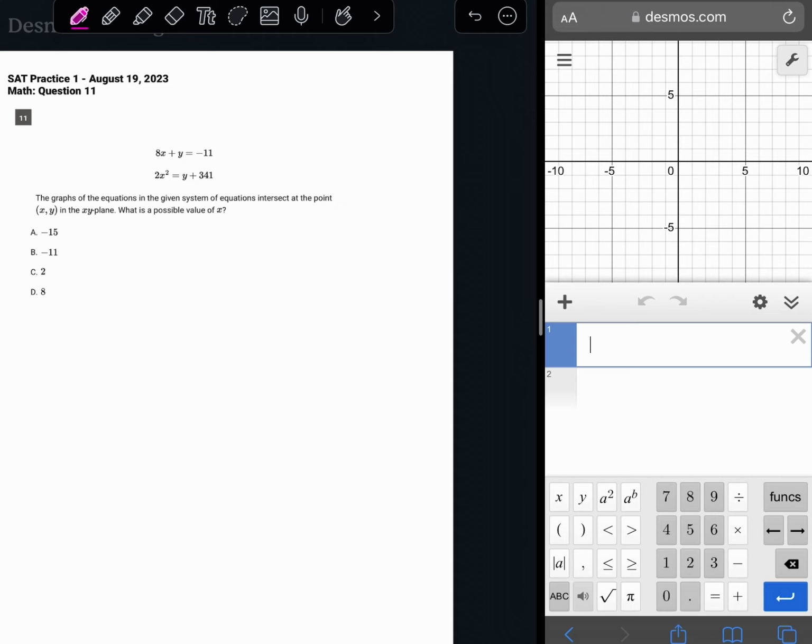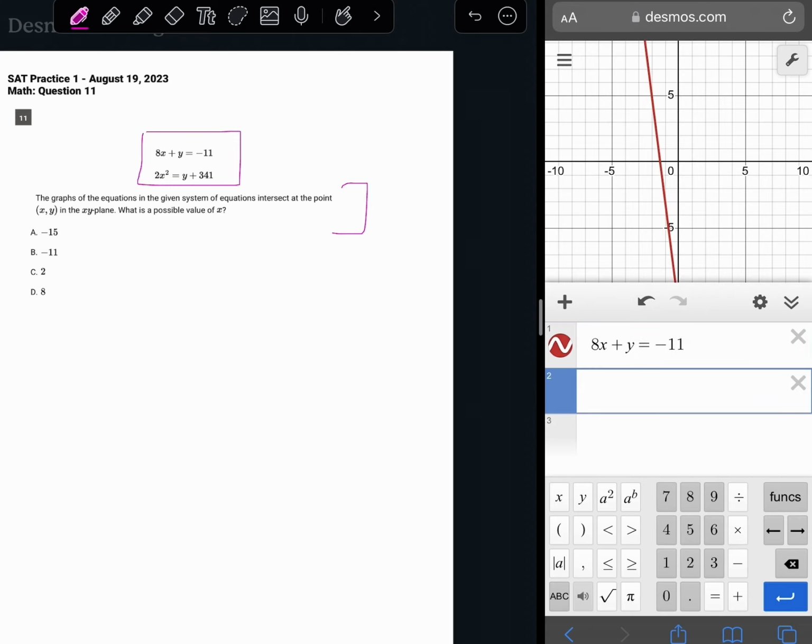Let's take a look at this question together. The first thing which strikes me about this particular problem is that we're actually given two different equations here on top of the actual text of the problem. Whenever this is the case, our first instinct should always be to enter in the two different equations exactly as they appear in the question.